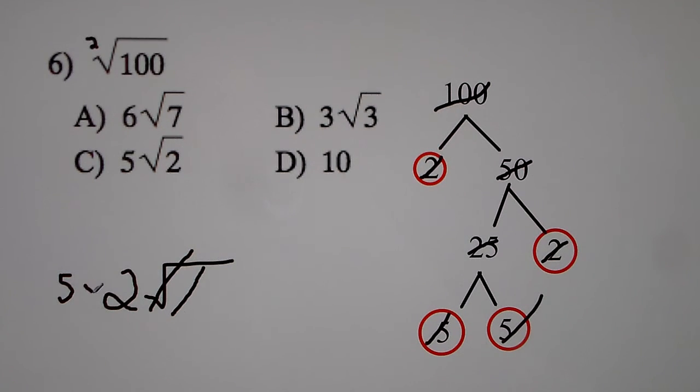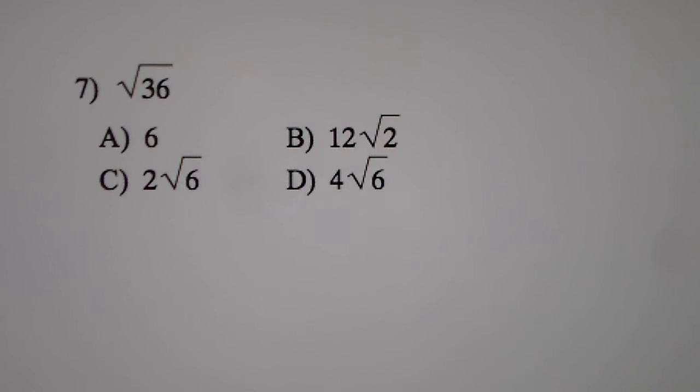2 numbers on the outside, we just multiply them together. 5 times 2, which gets us 10. So 6 is D, 10. Number 7, there's multiple ways you could do this. You know the square root of 36 is just 6. Now let me show you the longer way, just so you can see it.